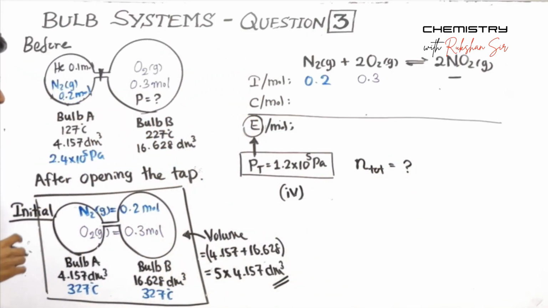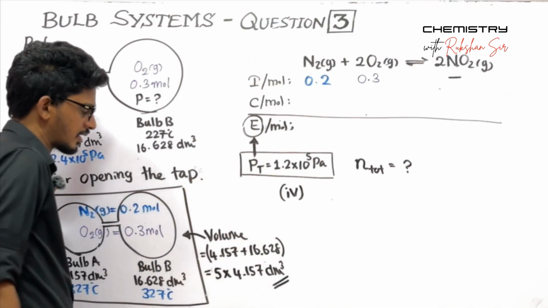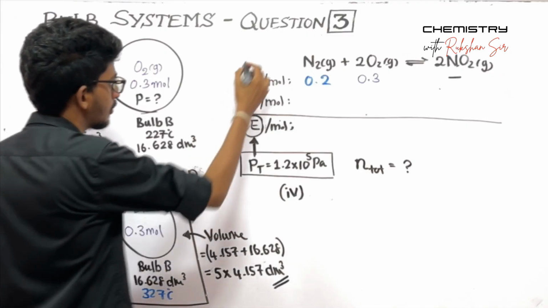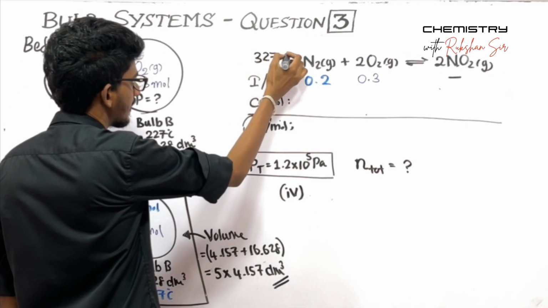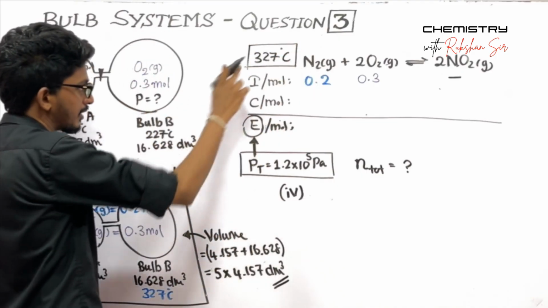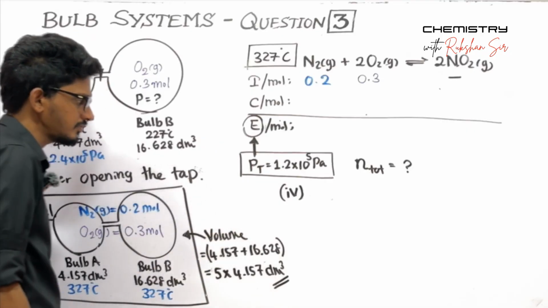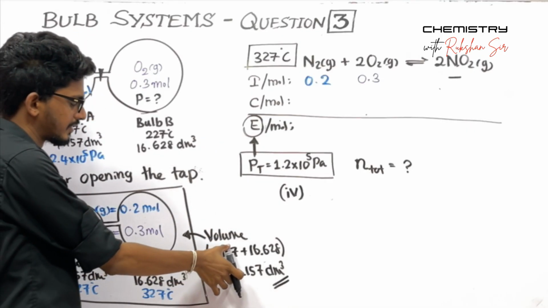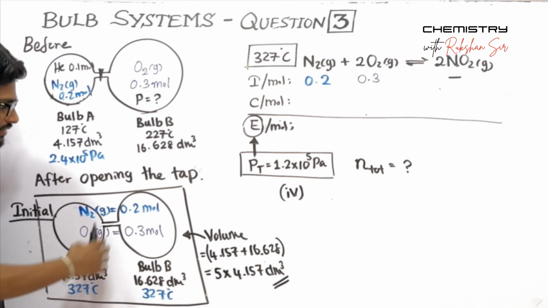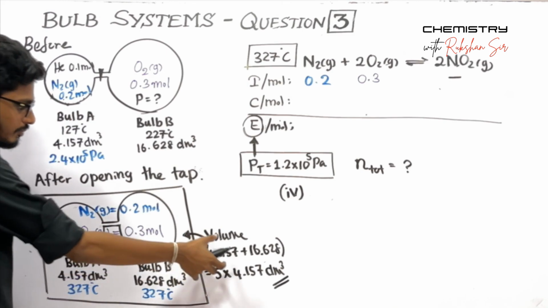So at the end of the system, you know the pressure, right? You know the temperature. The temperature is 327. This reaction table is constructed at 327, right? At the end, you know the temperature, you know the pressure, you know the volume as well, rigid bulbs. The same system will appear at the end, right? The bulbs won't change, volume is just solid.